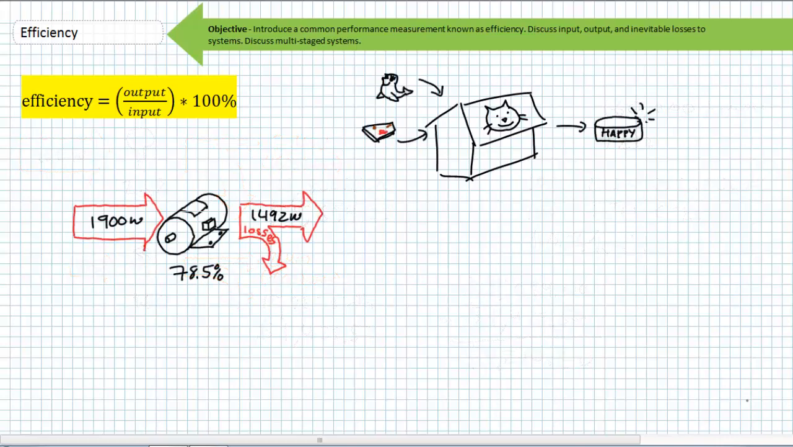Sticking with the Happy Cat cat food factory for one more example, let's reconsider our first motor example. If we remember correctly, our first motor example had an efficiency rating of 78.5%. It converted 1,900 watts electrical input into 1,492 watts mechanical output. This 78.5% efficiency rating, it's an okay efficiency rating for an electrical motor. Believe me, I've seen worse. But believe me, we can do better. An efficient cat food factory does not run by light bulbs alone.